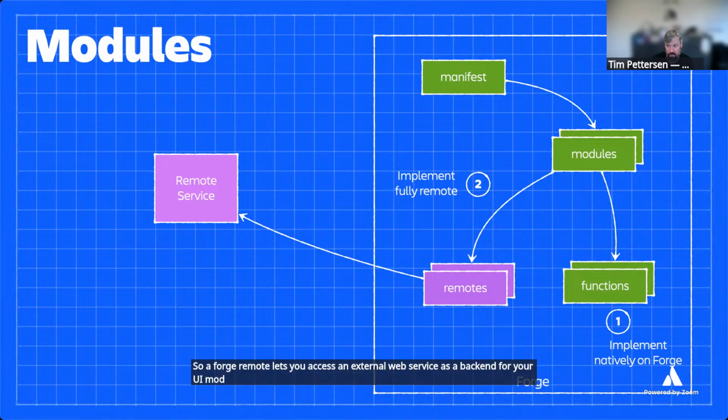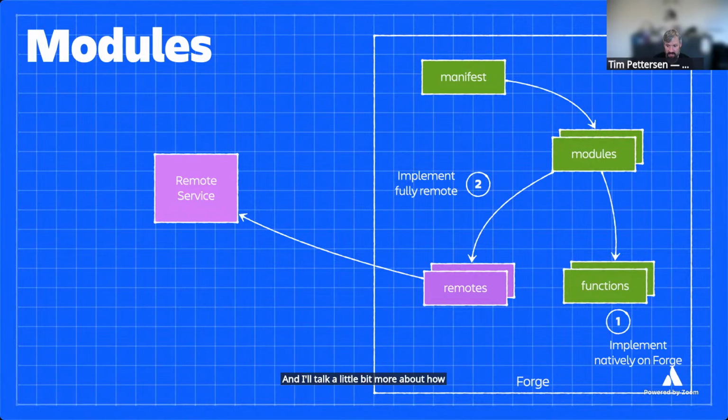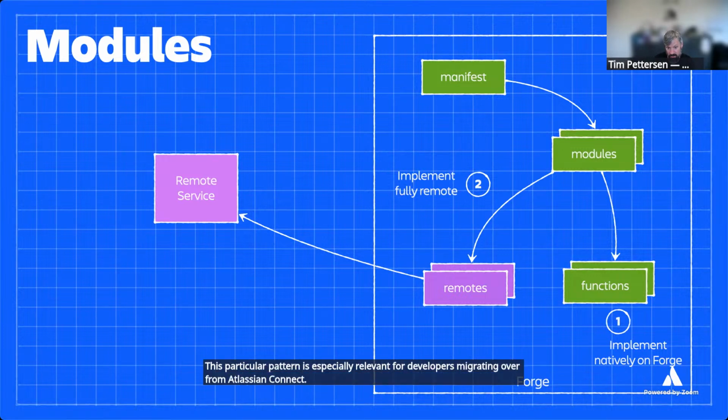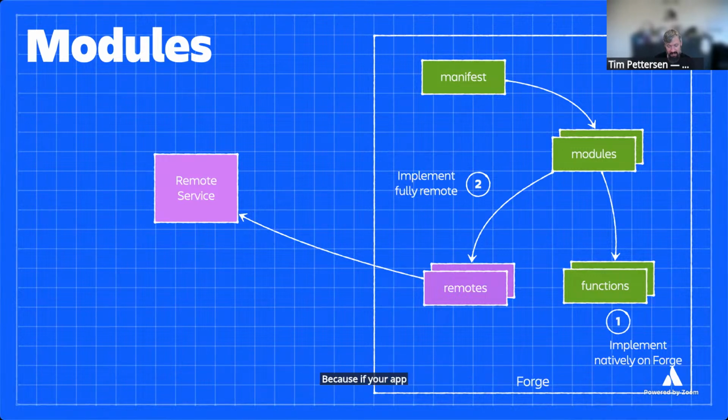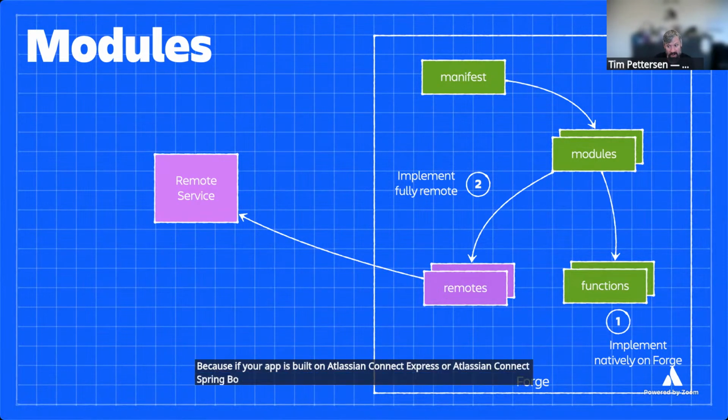Or it allows you to externally process Forge events emitted by the Forge trigger module. And I'll talk a little bit more about how Forge Remote works in a little bit. This particular pattern is especially relevant for developers migrating over from Atlassian Connect, because if your app is built on Atlassian Connect Express or Atlassian Connect Spring Boot, you're actually already running a Forge Remote service, because all modern versions of our Connect frameworks have built-in support for the Forge Remote protocol.